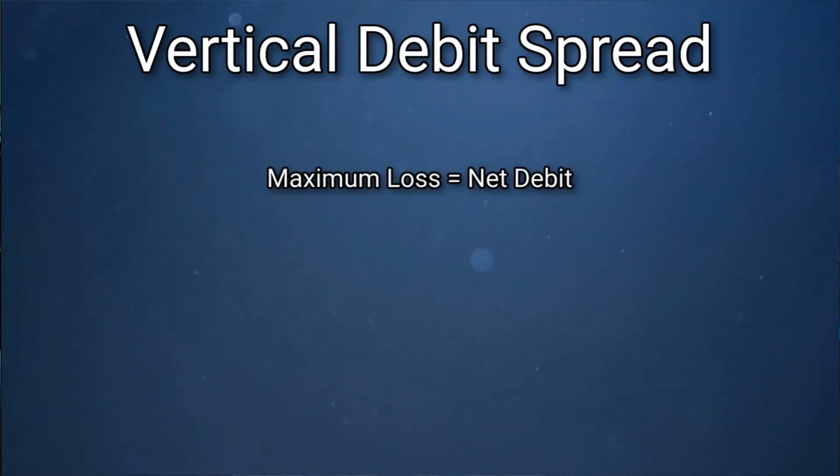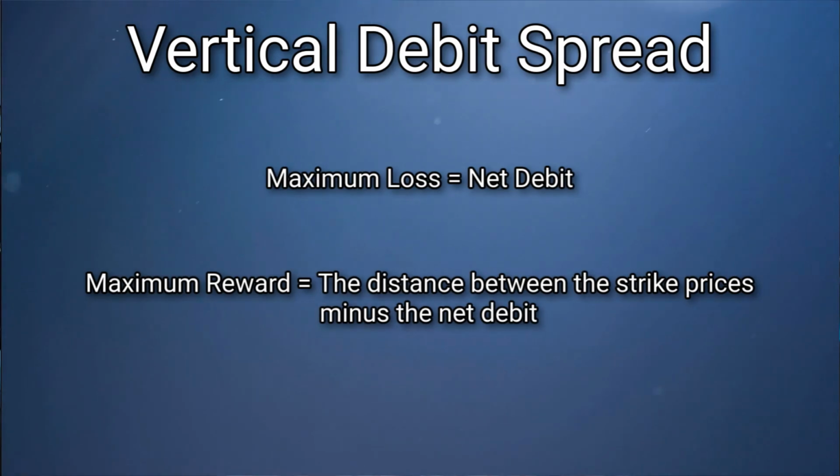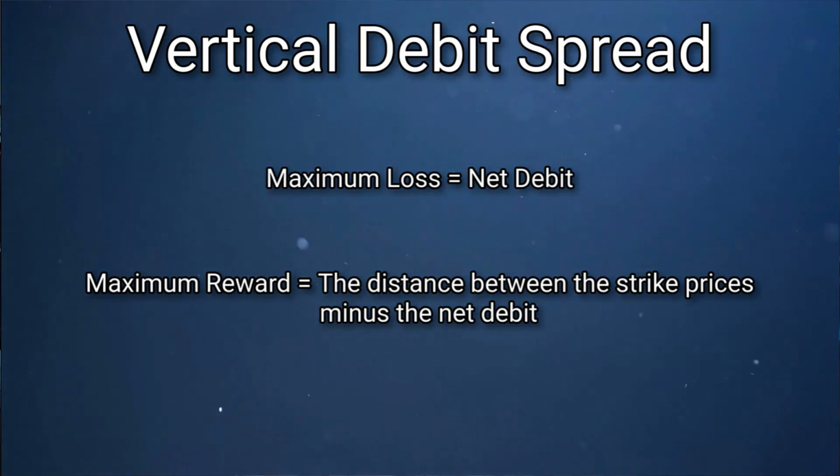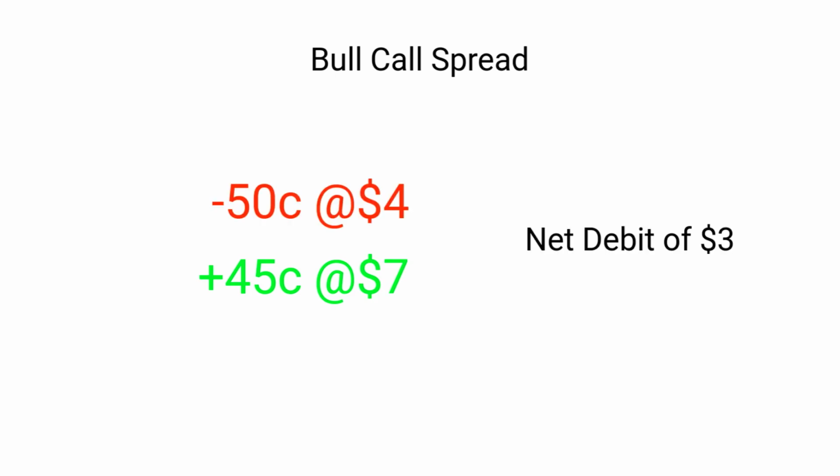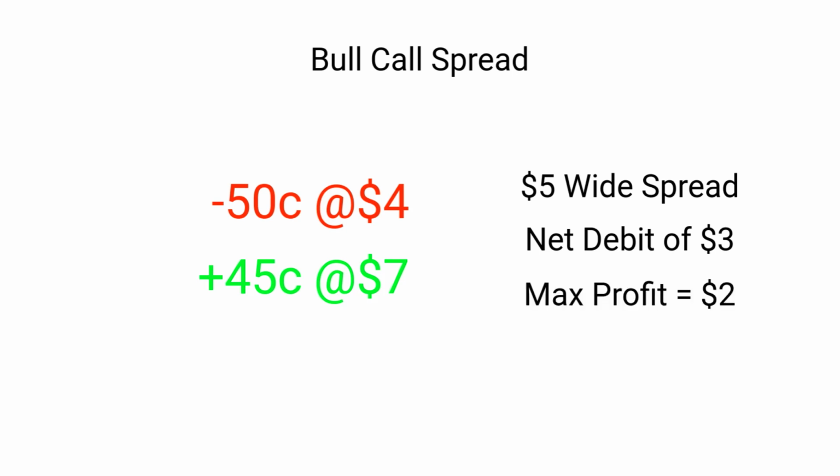In a debit spread, the most you can lose is whatever you spent to get into the trade. The most you can make is the difference between the two strikes minus the debit. For example, if you have a bull call spread where you bought a 45 strike call and sold a 50 strike call, and you paid $3 net to get into the trade, the most you could lose is $3. The difference in the strike prices is $5. That leaves $2 left over for profit potential. In a vertical spread, the most you can make and the most you can lose will always add up to the difference between your strike prices.